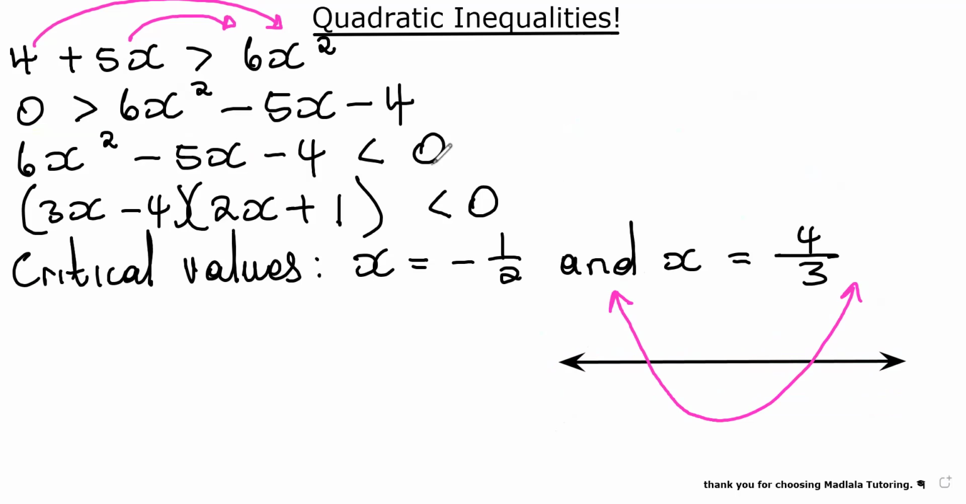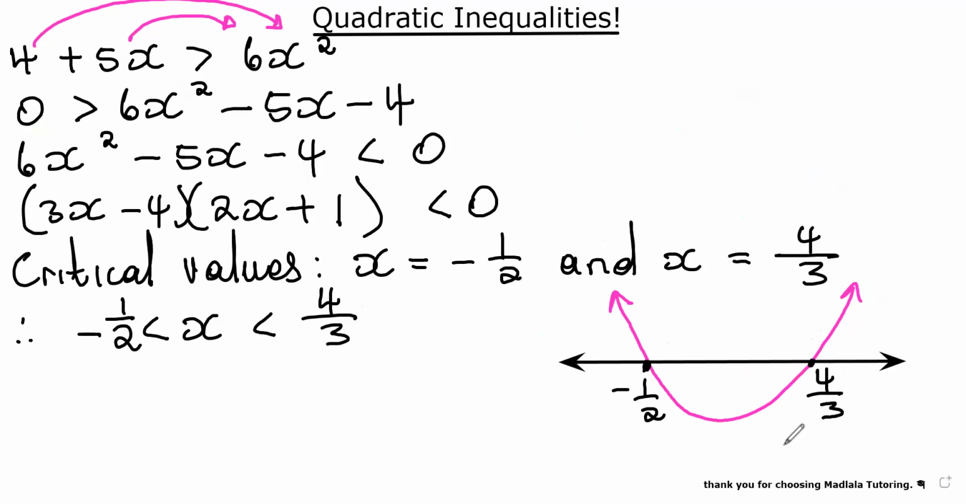And the question is looking for the values of x for which the function is negative, below the x-axis. So now you'll say, well, the function is below the x-axis where x is less than 4 over 3 but greater than negative half. Because this is negative half and this is 4 over 3. So yes, please make sure that you understand the inequality signs.